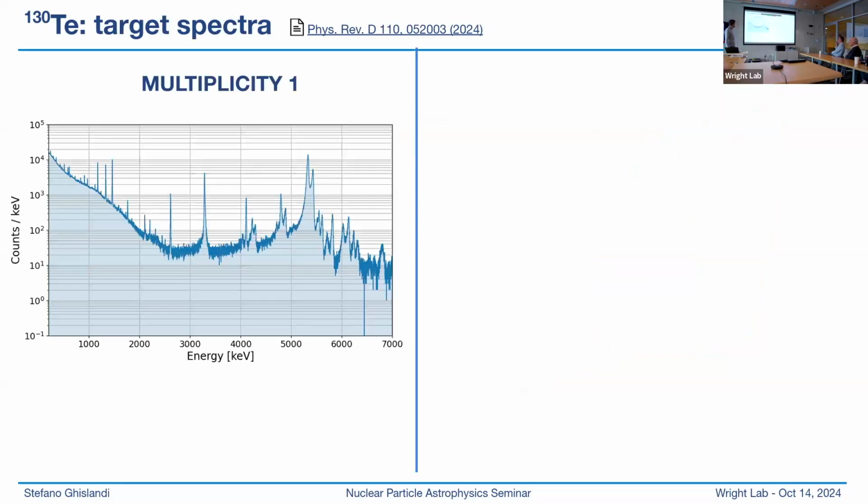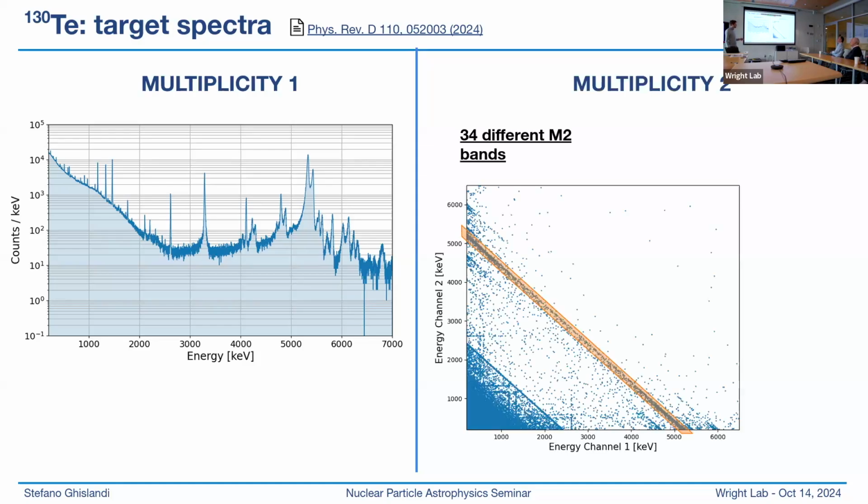After having done this, these are the target spectra, which I was thinking about before. So we have contaminants, and we are fitting different spectra. One spectrum is coming from the multiplicity 1 data. So one deposition in one crystal, you look at these events, and this is the spectrum of CUORE after 1 ton-year exposure. Then you do the same, trying to build different spectra from the multiplicity 2 events, and you can do it in this way.